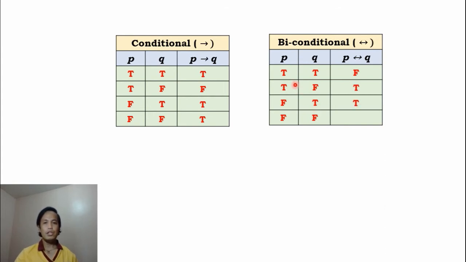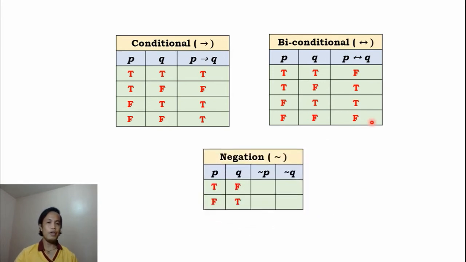So if P is true and Q is false, the compound statement is false. If P is false and Q is true, our compound statement is false. If both P and Q are false, then our compound statement is true. So if both P and Q are true, and if both P and Q are false, the compound statement is true. Now let's proceed to the negation.